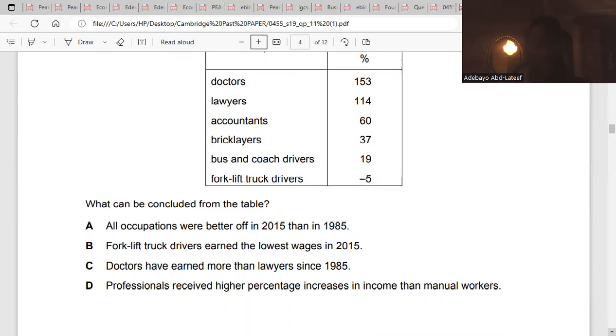No. Drivers the lowest wages in 2015? No, we don't even know their wages. It's just about the percentage increase or decrease. Doctors have earned more than lawyers since 1985? We wouldn't know. Professionals receive higher percentage increase in income than manual workers. Yes, the answer is D. Doctors, lawyers, accountants have higher wage increase than manual workers such as bricklayers, bus and coach drivers, lift truck drivers. So the answer is D.